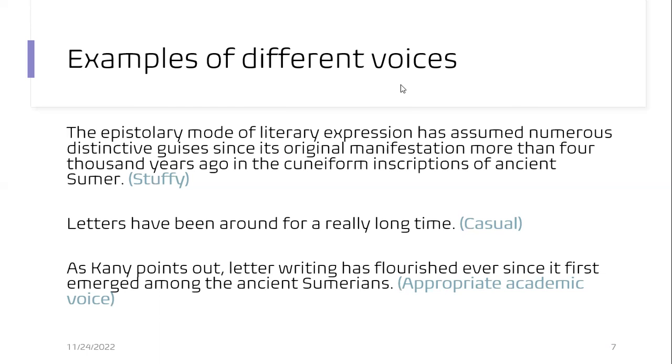Next, letters have been around for a really long time. This leans more to the casual side. I don't really think I have to explain this one.